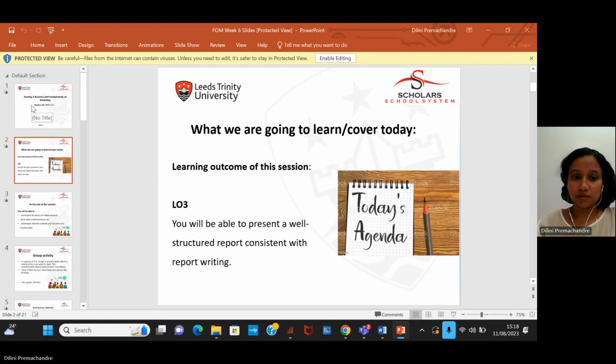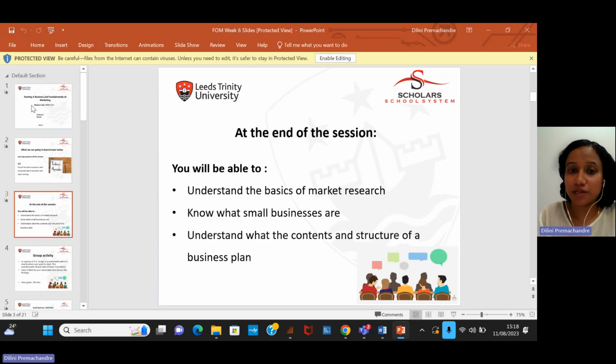So, the learning outcomes for this lesson would be that you will be able to present a well structured report consistent with report writing, learning outcome 3. So, in relation to this learning outcome, we will be talking about the difference between small, medium scale enterprises and micro businesses, and also we will be talking about the content and the structure of a market plan or business plan.